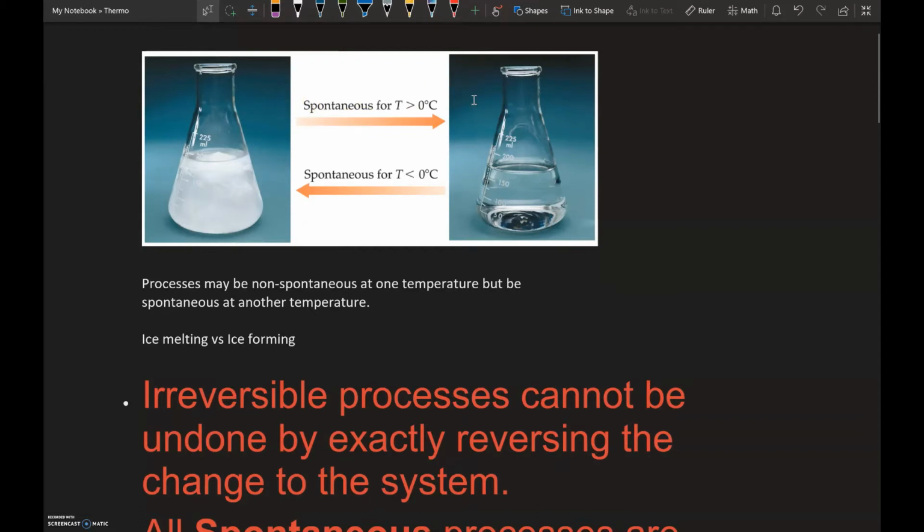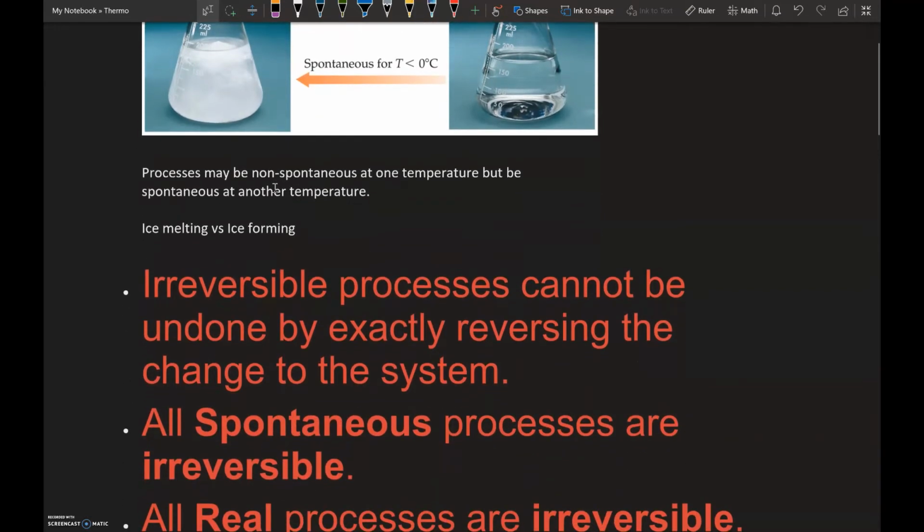Now, if we take liquid water and put it into a freezer, the freezer is obviously below 0 degrees Celsius. Is that liquid water going to stay liquid at that temperature? No, it's not. The water is going to turn into a solid at those lower temperatures, less than 0 degrees Celsius, and it is spontaneous in that direction. So phase changes are examples where temperature determines whether the process is not spontaneous in one direction or spontaneous in the other direction.